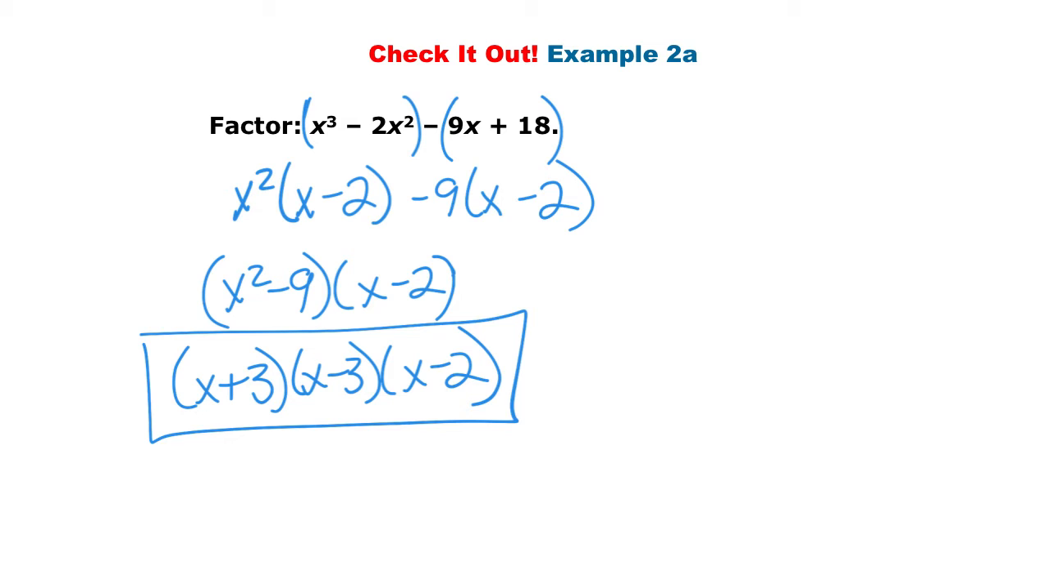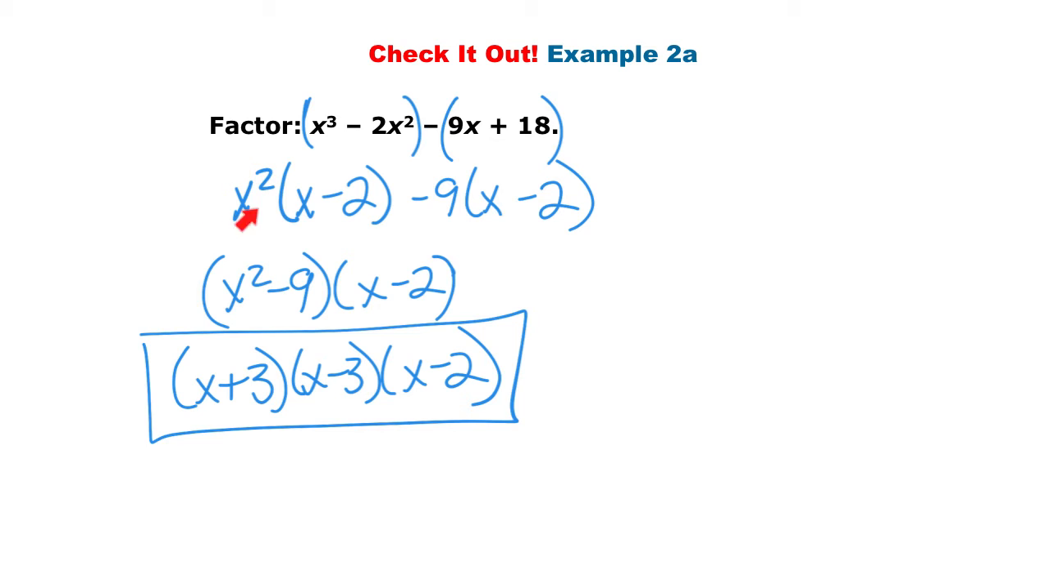Okay, here's how this one ends up. In this first part, I factored out an x squared because x squared times x is x to the third. X squared times negative 2 is negative 2x squared. Over here, I factored out a negative 9 because negative 9 times x is negative 9x, and negative 9 times negative 2 is a positive 18.